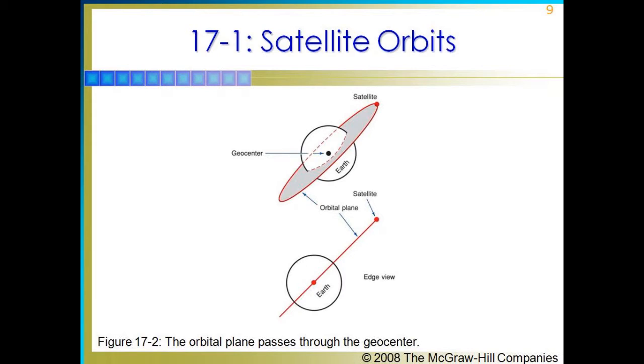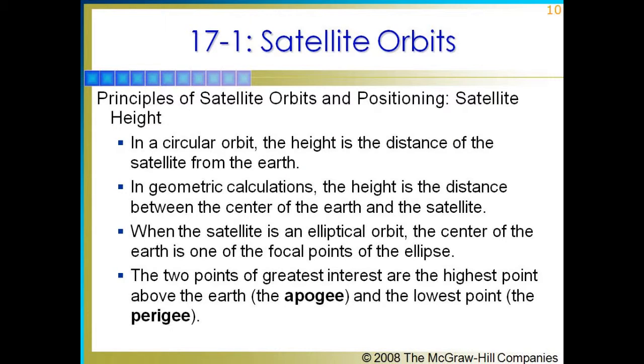In a circular orbit, the height is simply the distance of the satellite from the Earth. However, in geometric calculations, the height is really the distance between the center of the Earth and the satellite. In other words, the distance includes the radius of the Earth, which is generally considered to be about 3,960 miles.